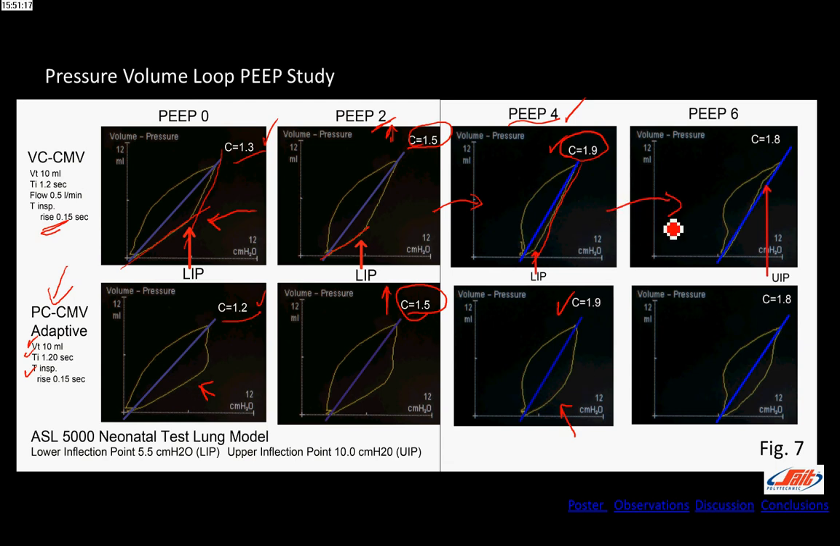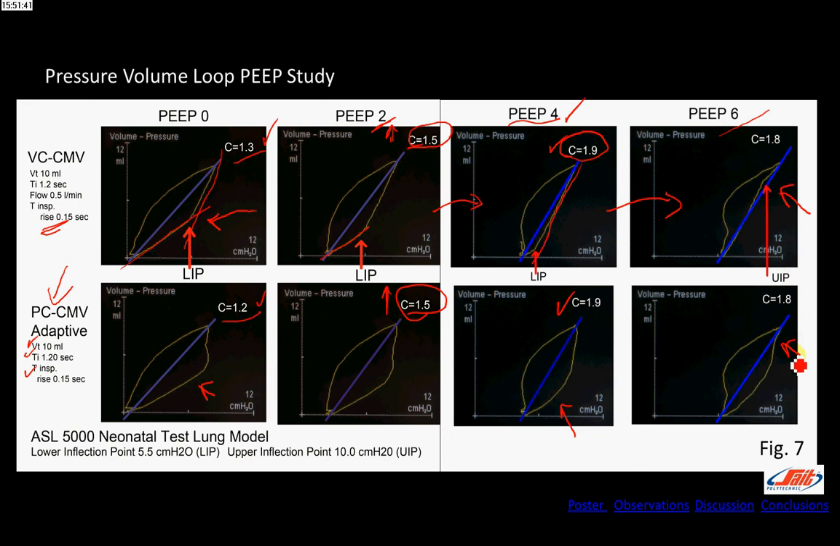So the next logical step would be to increase the PEEP to 6. So now I'm above my lower inflection point. I can't see that any longer in volume control, but what I've done is I've accidentally started to overinflate the lungs, and I'm starting to see that upper inflection point related here. Now, in pressure control, I can also see some evidence of that upper inflection point right in here.